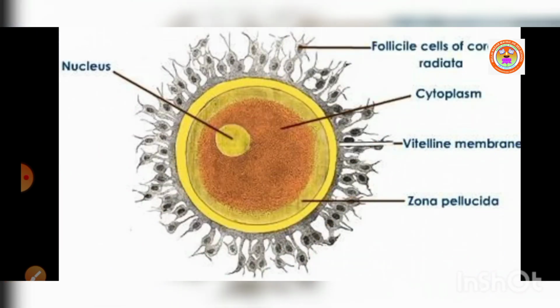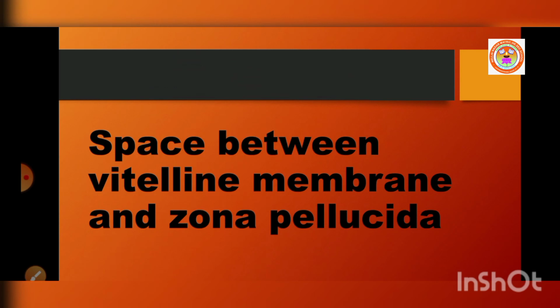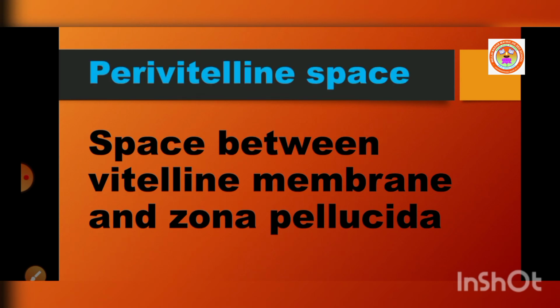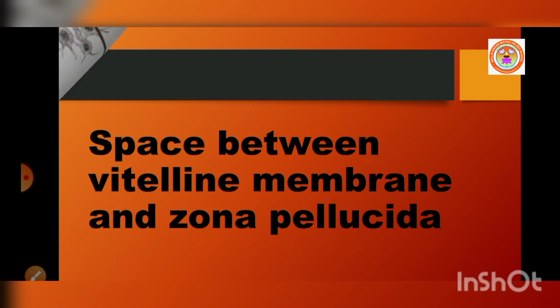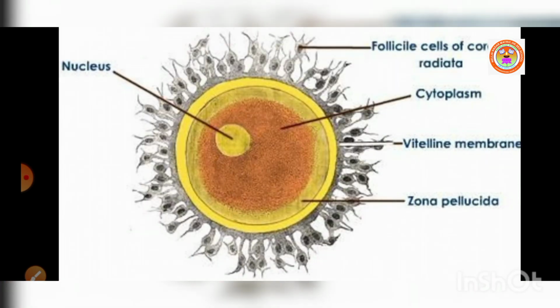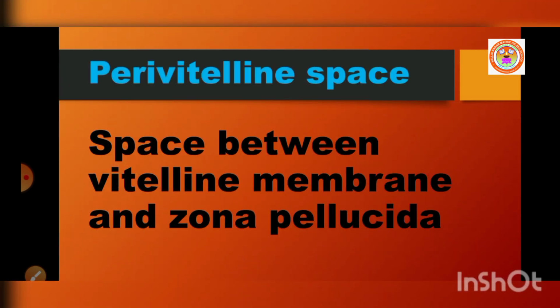Here you can see all the three layers. Between the vitelline membrane and zona pellucida is a narrow space that is called perivitelline space. The perivitelline space is found between the vitelline membrane and zona pellucida. You got it? So, till now we discussed the structure of male gamete sperm and the structure of female gamete ovum. Thank you.